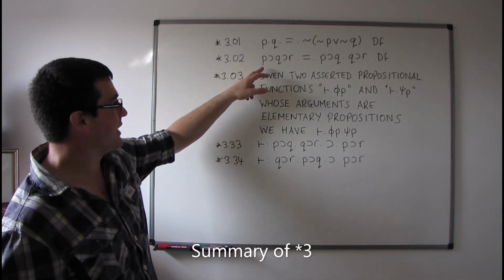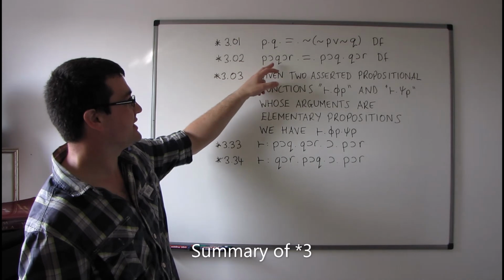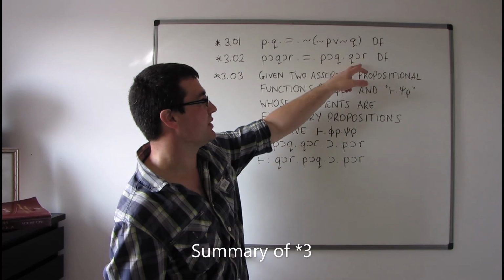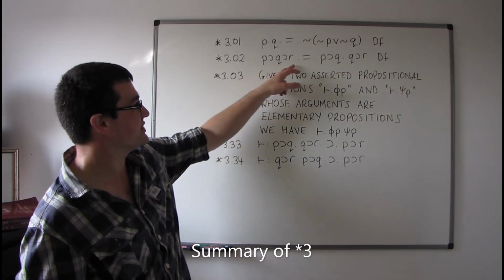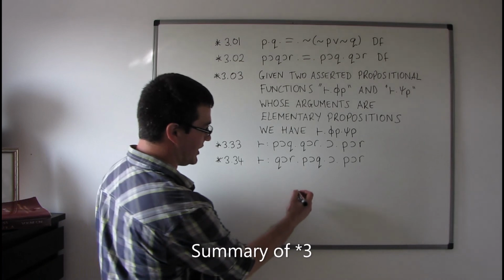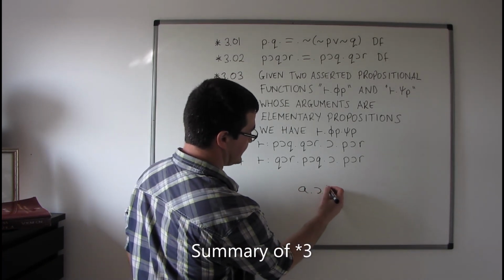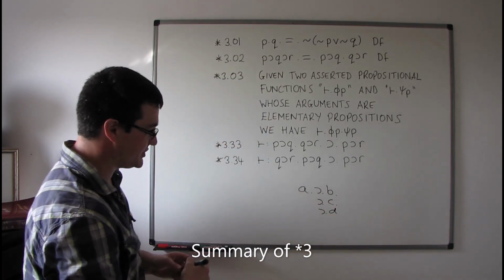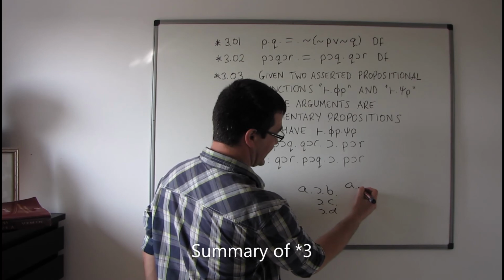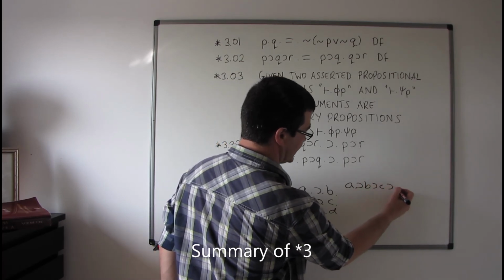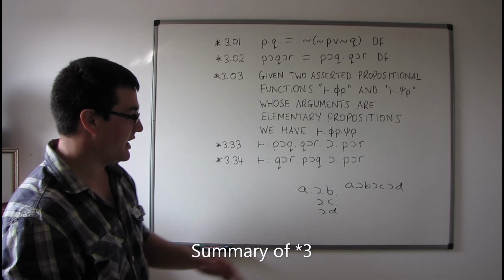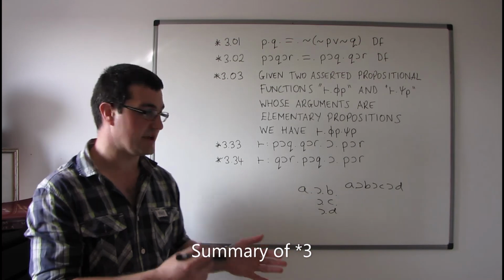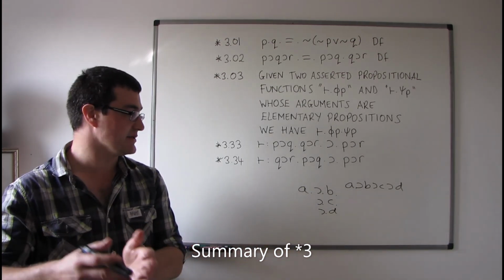Definition 3.02 is kind of a chain of implications. P implies Q implies R. We're to interpret this as meaning P implies Q and Q implies R. We've kind of already seen this notation in a way in section 2 when we had things like A implies B implies C implies D. You could interpret this as a logical product of the individual implications: A implies B and B implies C and C implies D.